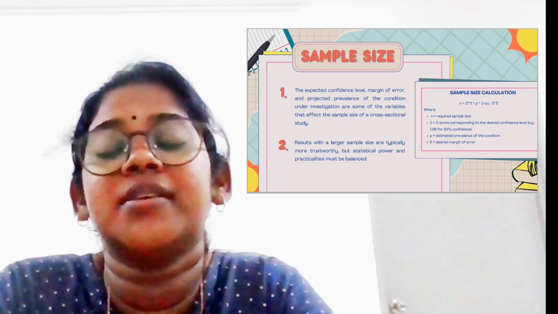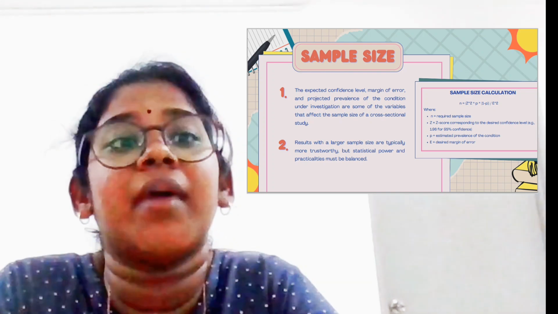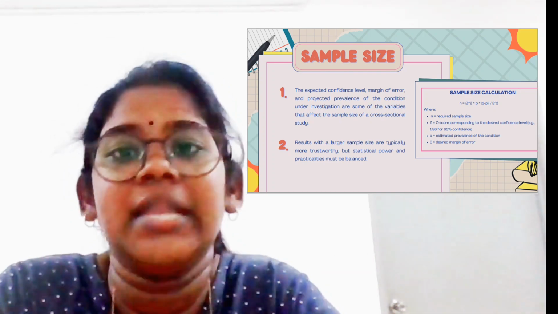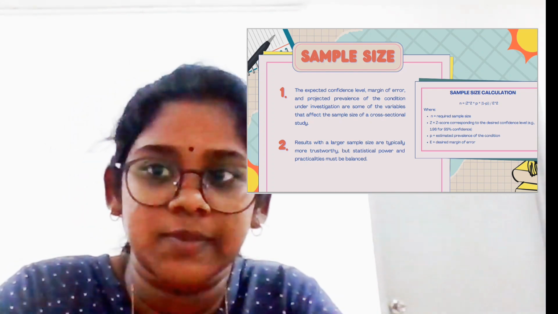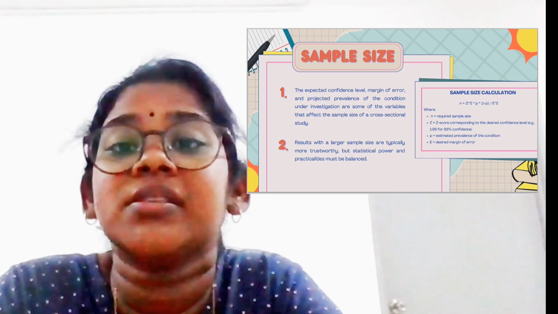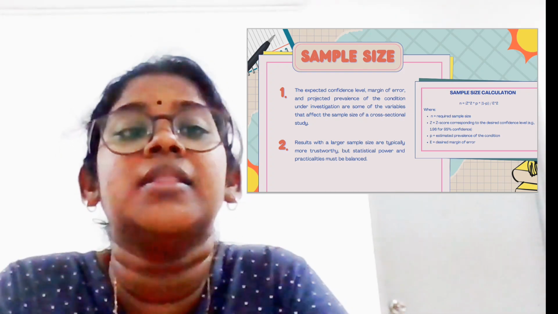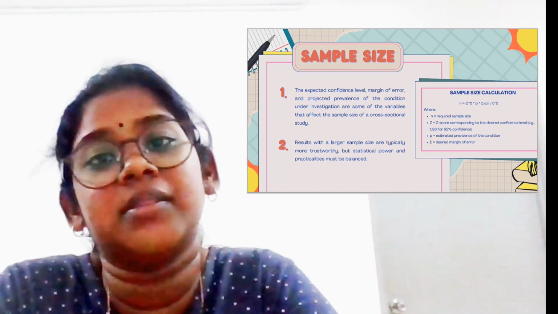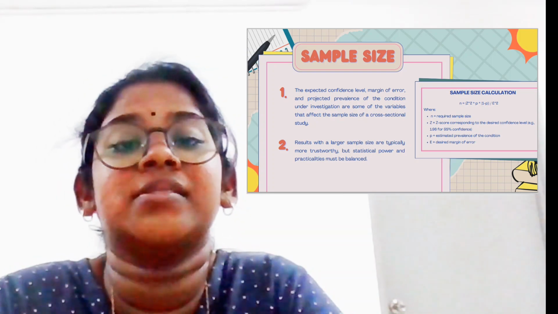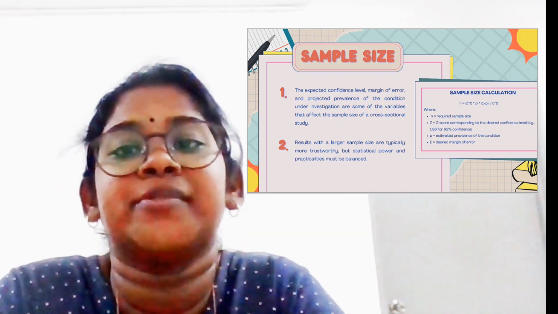If the sample is too small, the study might miss important trends. If it's too large, it can waste time and resources. A good sample size helps reduce bias and increase confidence in our results. The sample size depends on several factors such as population size, margin of error, confidence level, and expected response rate.